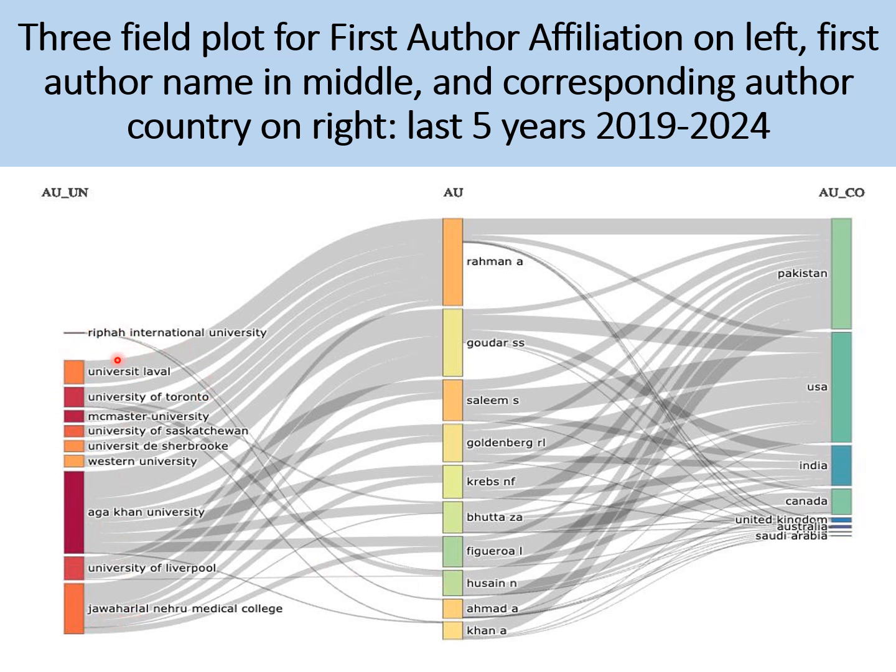And in this you can find Aga Khan University, and mainly Aga Khan University and Riphah International are over here. Other universities are not from Pakistan. And here you can see the corresponding authors, the majority are from Pakistan and from the USA as well, then India, Canada, United Kingdom, Australia, and Saudi Arabia.